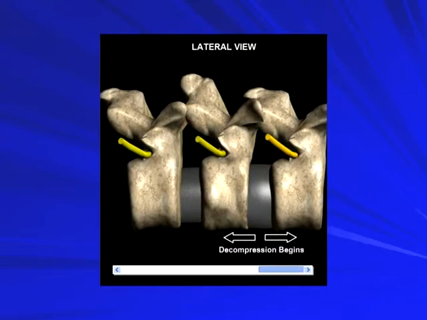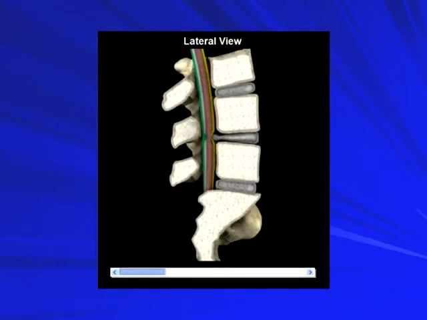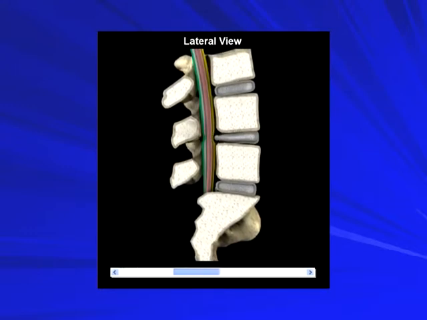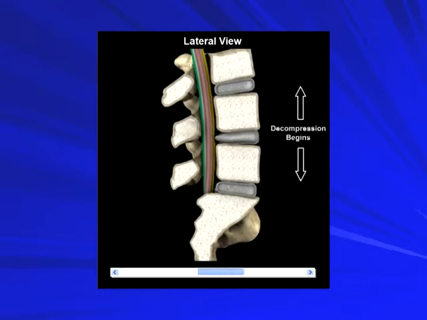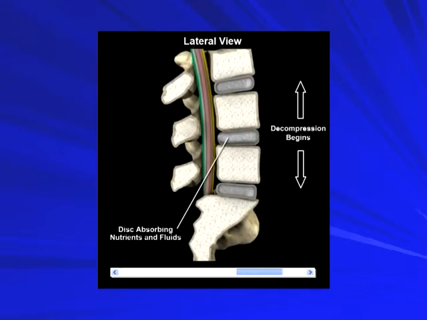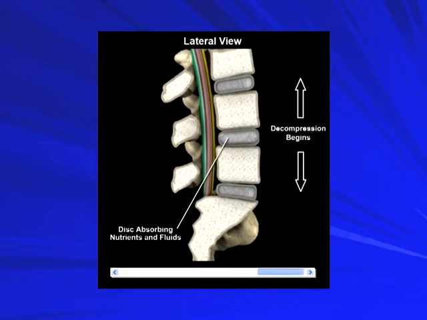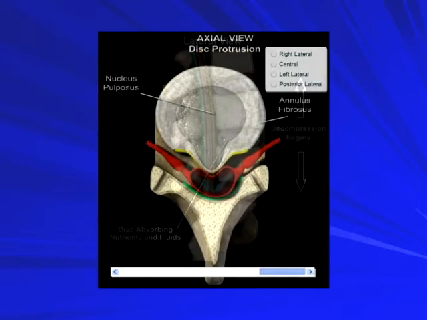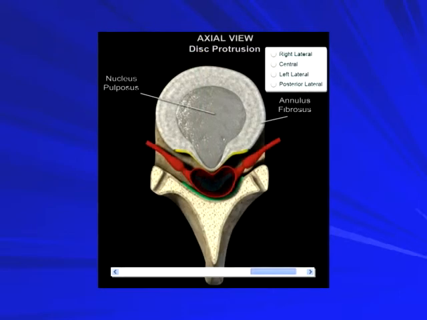Now let's look at a lateral view. As vertebral pressure on the disc is reduced, we can see that the bulging area begins to retract back to its natural form. This disc now has the opportunity to absorb vital fluids and nutrients, while the outer layer, or annulus, begins healing. Once again, we'll revisit the axial or top-down view of the disc. During the healing process, the disc retracts, and we can see the fine tears in the annulus can begin to heal.